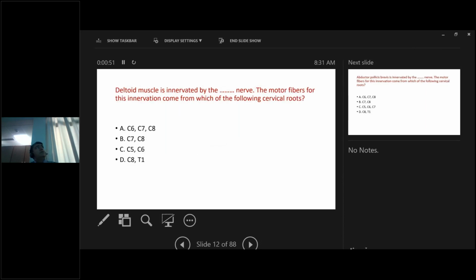Abu Naib? Yeah, deltoid is innervated by C5 and 6. Deltoid, C5 and 6. And which nerve? Deltoid, a different nerve, the axillary nerve. Yeah, axillary. Yeah, thank you.